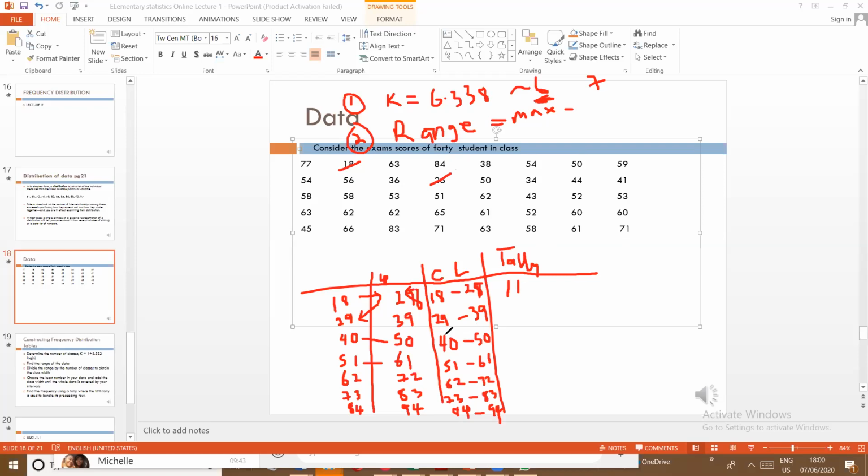Then let's go to the next category, 29 to 39. First column, there is none here. Second, there is none. Third, we have 36 here, so we got 1. Fourth, there is none. Fifth, there is 38, so we have 2. Sixth, we have 34, so we got 3. The seventh column, we don't have. 8, we don't have. So we have 3.